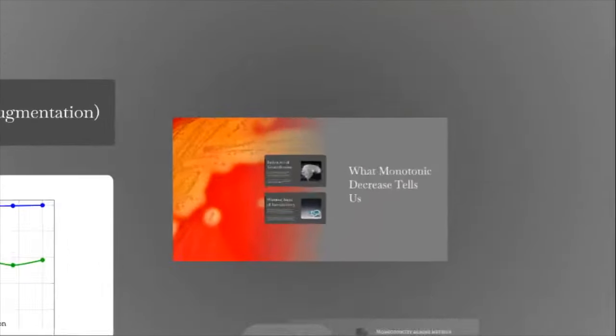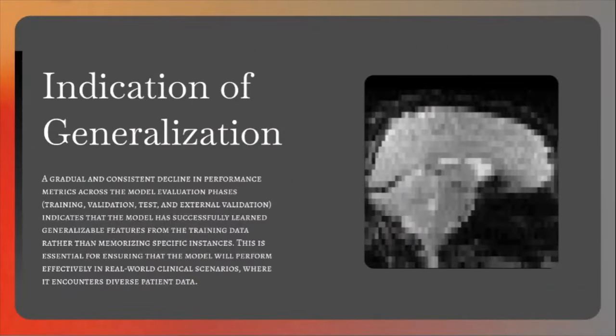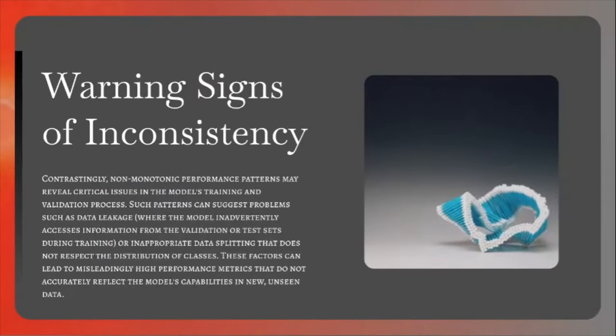So what exactly does this monotonic decrease tell us? A gradual, consistent decline across all evaluation phases means the model learned generalizable patterns, not memorization. This monotonic decrease is vital. It proves the model will perform reliably in real-world clinical settings with diverse patient data. Non-monotonic patterns reveal critical problems, such as data leakage, where the model sees test information during training. These flaws produce misleadingly high metrics that don't reflect real-world performance.